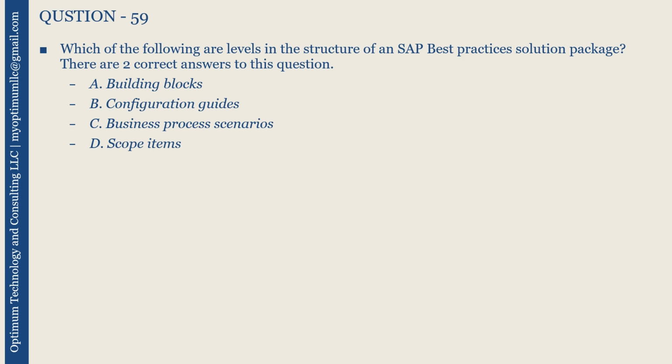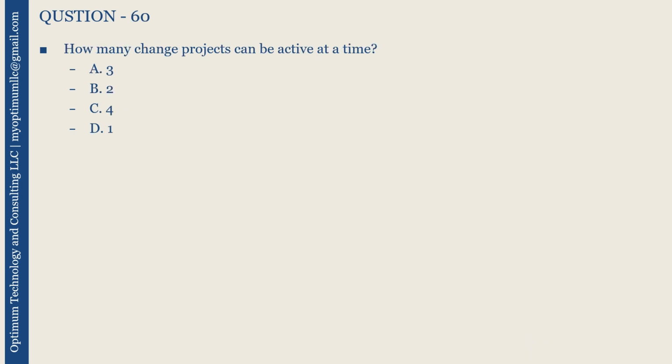Question 59. Which of the following are levels in the structure of an SAP Best Practices solution package? There are two correct answers to this question. A. Building blocks. B. Configuration guides. C. Business process scenarios. D. Scope items. Question 60. How many change projects can be active at a time? A. 3. B. 2. C. 4. D. 1.